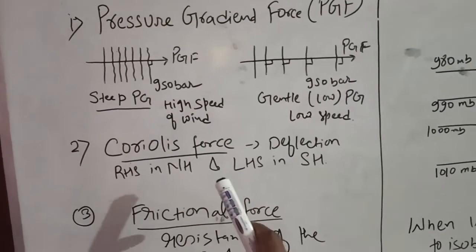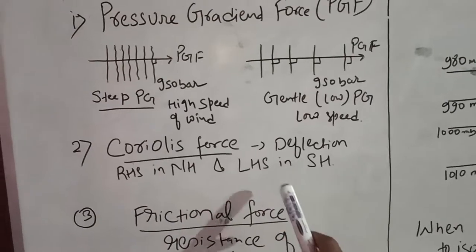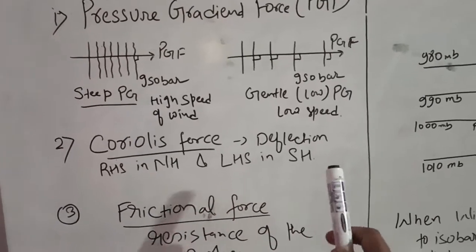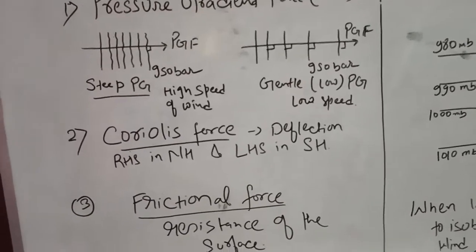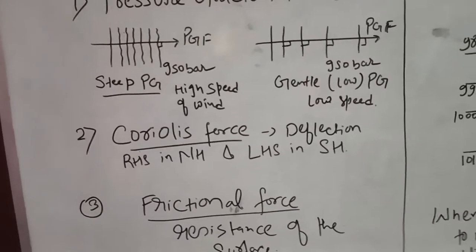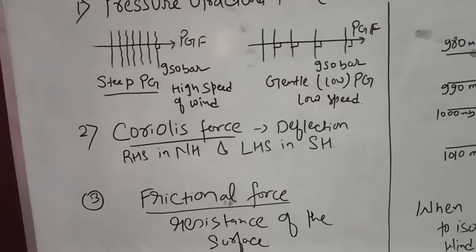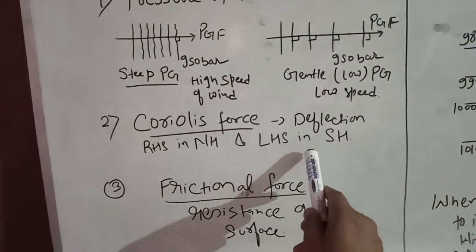Okay, because Coriolis force, we know, is directly proportional to mass and velocity, meaning the speed of the object. So any object which is in motion and not directly attached to the surface is deflected to the right-hand side in the northern hemisphere and to the left-hand side in the southern hemisphere.